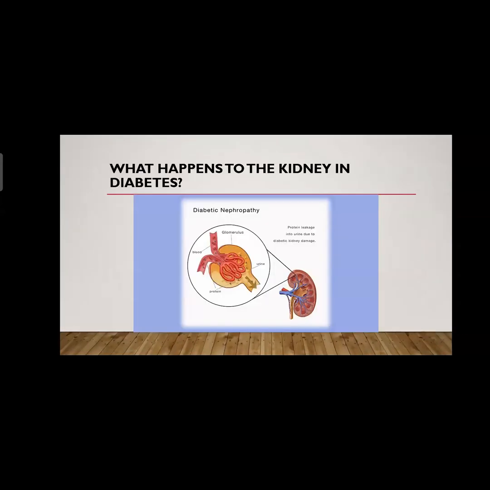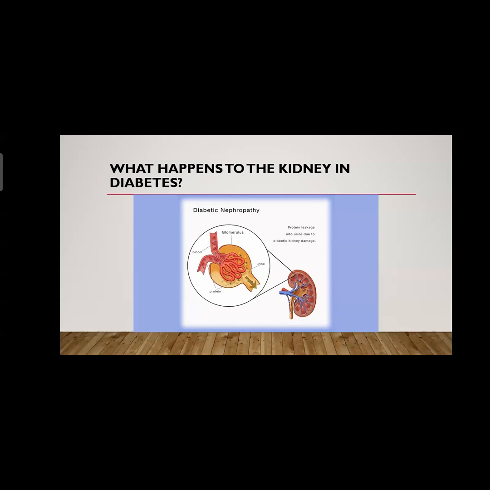Before we dive into the mechanism of diabetic nephropathy, let's first take a look at the structure of the glomerulus. So what happens to the kidney in diabetes? We know that the main function of the kidney is to filter waste products from the bloodstream, so they can be excreted in the form of urine. This is mainly carried out by the tubes, which are known as nephrons.